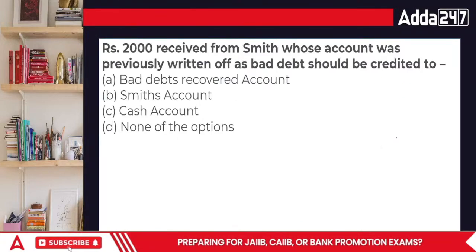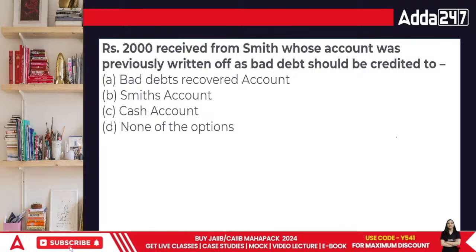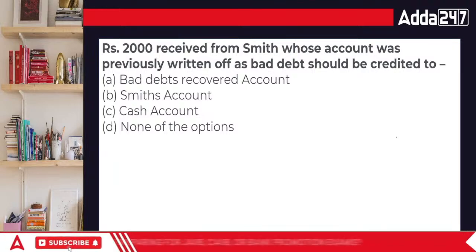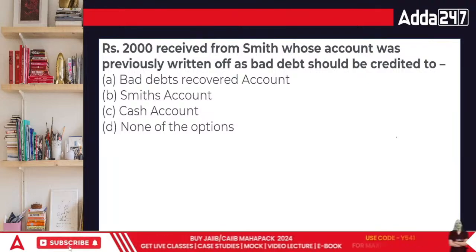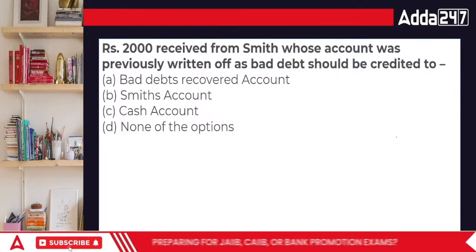Okay. Then rupees 2000 received from Smith, whose account was previously written off as bad, should be credited to bad debts recovered account, Smith's account, cash account, or none of the above. Rupees 2000 received from Smith, whose account was previously written off as bad. That means someone whom we thought was gone.